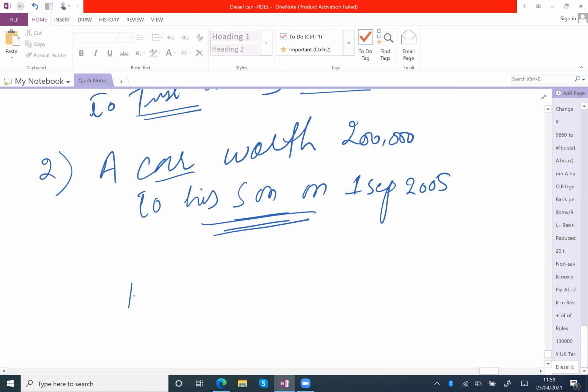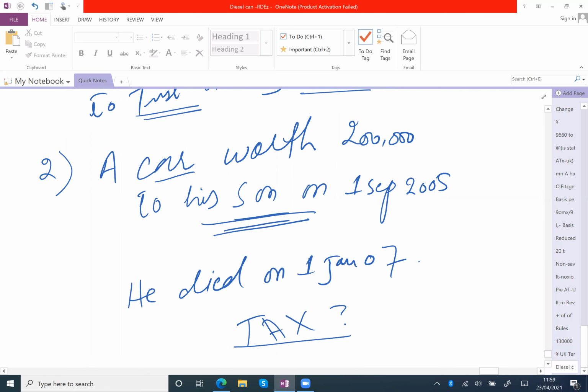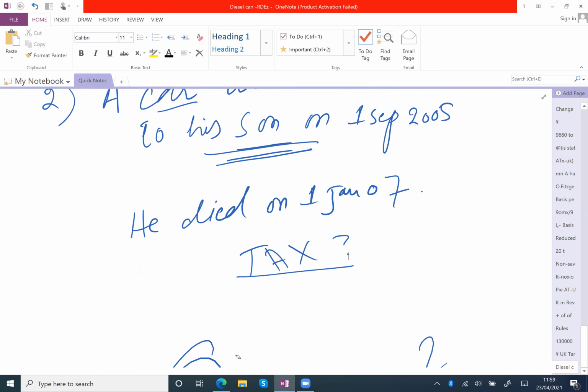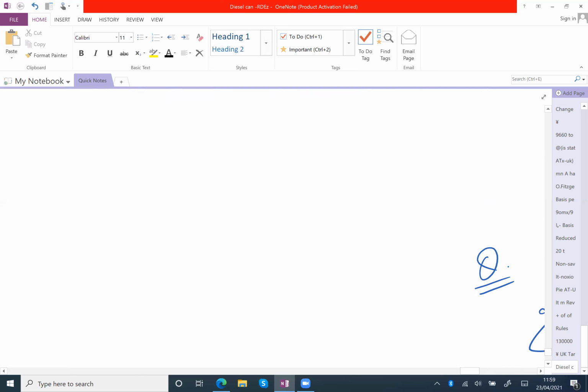And next paragraph, he died on 1st January 2007, and your requirement is to calculate the tax. When you gift the assets, you have to pay the IHT and CGT both. CGT, I already told you how to pay. Donor and donee, two columns you have to make on the gift. But right now, IHT, I will tell you how to calculate, okay?